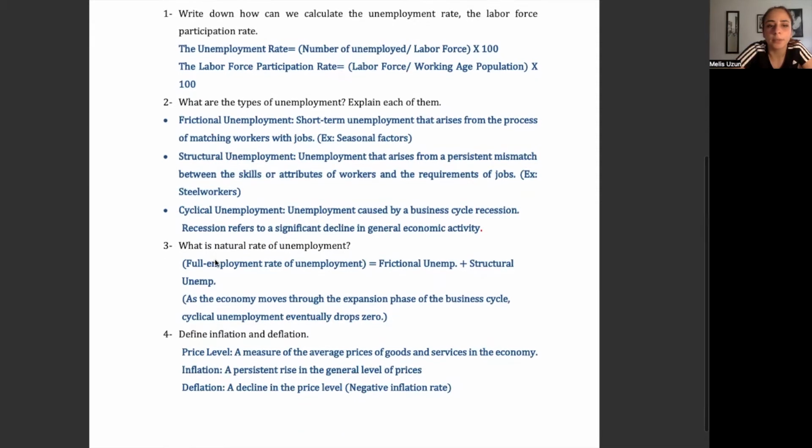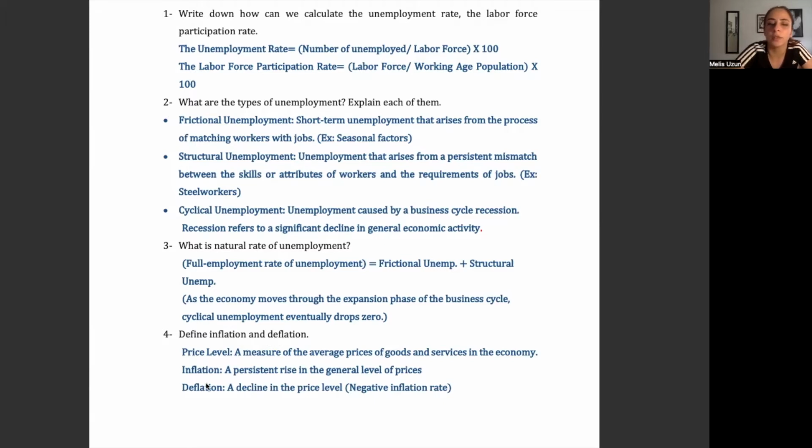And the last type of unemployment is cyclical unemployment. It arises from business cycle recessions. If there is a recession, which means a decline in the economic activity, and that's why I'm removed from the job, it is cyclical unemployment. And what is the natural rate of unemployment? Cyclical unemployment is not natural unemployment. So when we calculate the natural rate of unemployment, we just sum up the number of frictional unemployed and structural unemployed people.